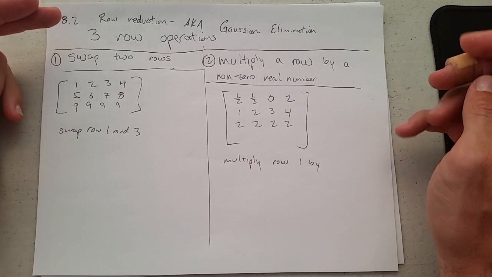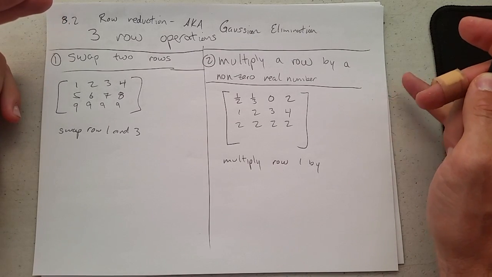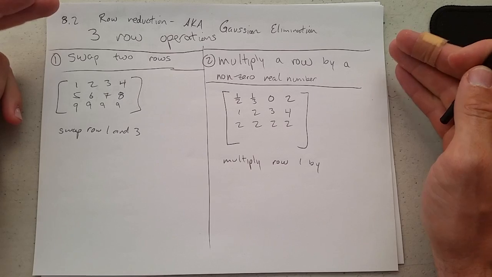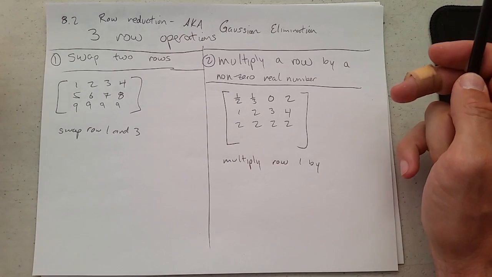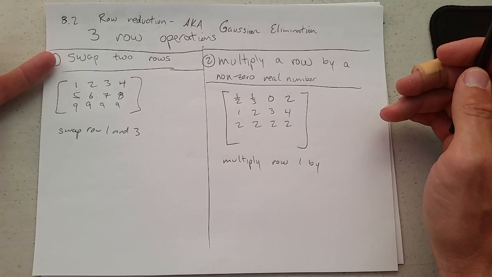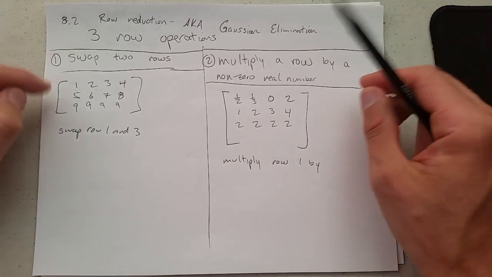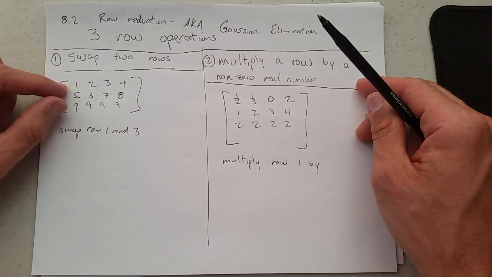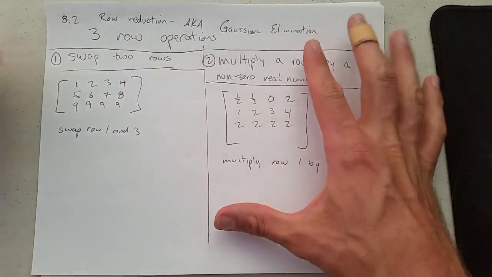There are three row operations, and this process is called Gaussian elimination. We're going to start out with the easier operations first. We could swap two rows. So if I want to swap row 1 and row 3, what does that look like?